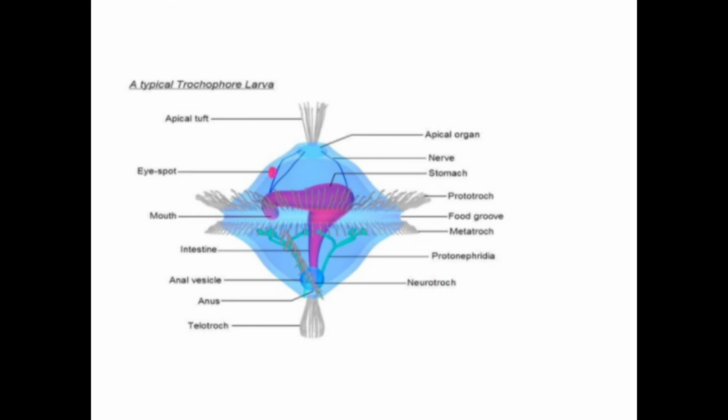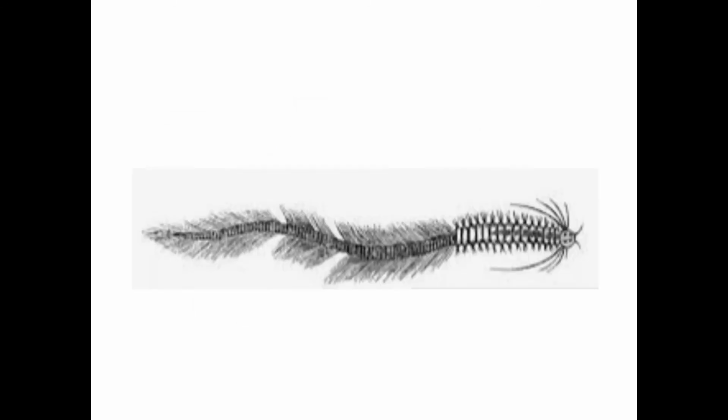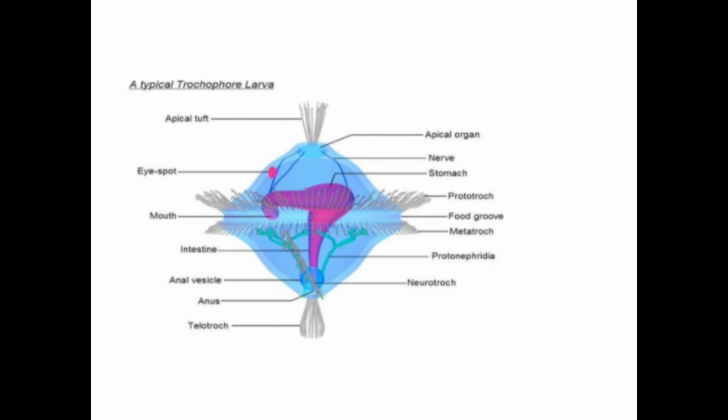This is about the Trochophore larva, and it consists of two poles. The upper half, or the upper pole, consists of an apical organ or the apical plate, and the apical plate bears the apical tuft. That's a group of cilia. This is the apical tuft, a group of cilia in the anterior pole, and also a tuft in the posterior region, that is called anal tuft.